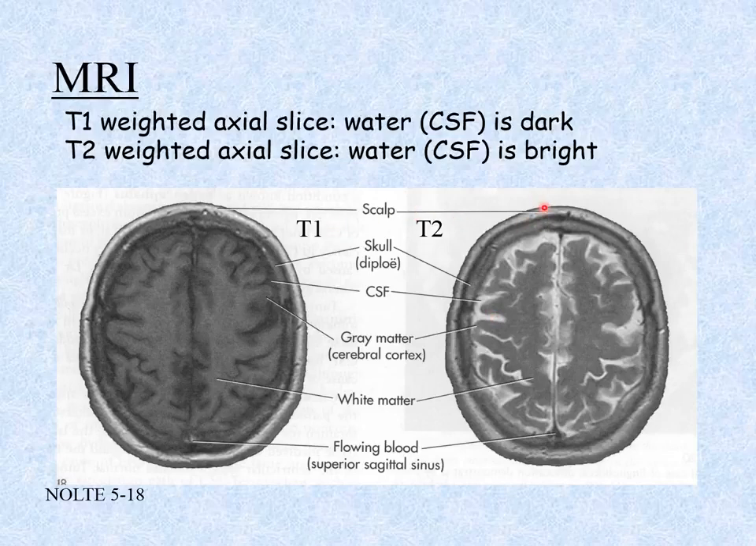In this setting, we can see that the scalp, which has lots of water, is light, skull is black, and that CSF, as we said, is white, and that gray matter is in between. And in this setting, gray and white matter are not very well differentiated. In the T2, they're somewhat better differentiated than on the T1, as we'll see.